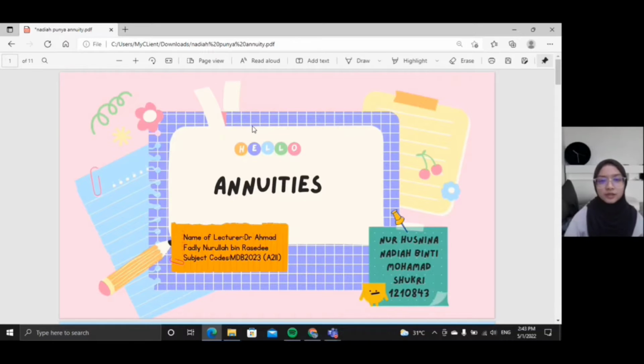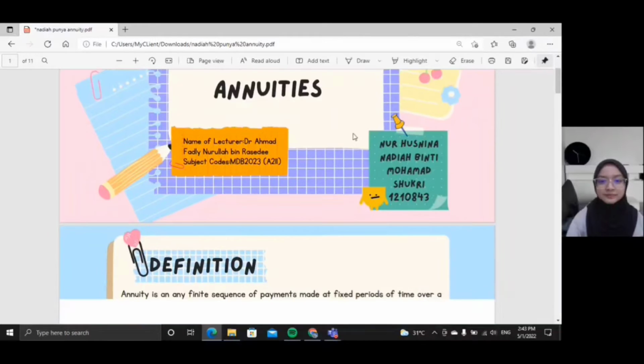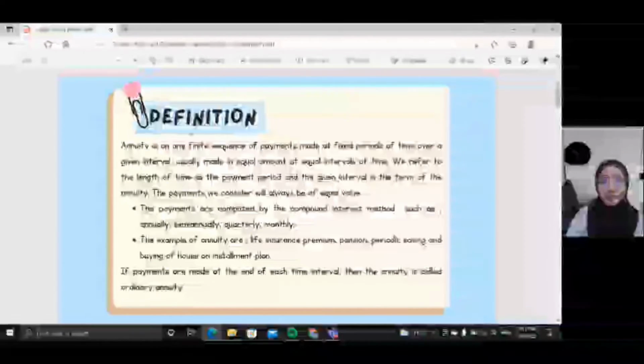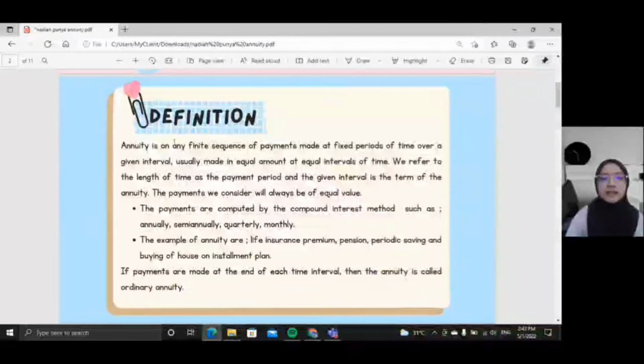1210843. Today I would like to explain a little bit about annuities. So the definition of annuity: an annuity is any finite sequence of payments made at fixed periods of time of a given interval, usually made in equal amounts at equal intervals of time.